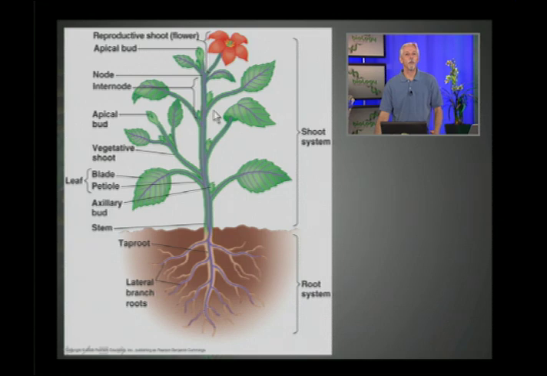And then as we look at the shoot system, places where leaves branch off or side branches come off of the central stem, we refer to that as a node. The regions in between the nodes are internodes. And of course, the leaf itself will consist of a blade as well as a petiole.